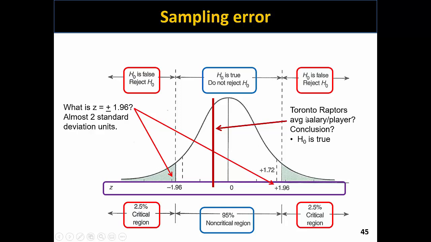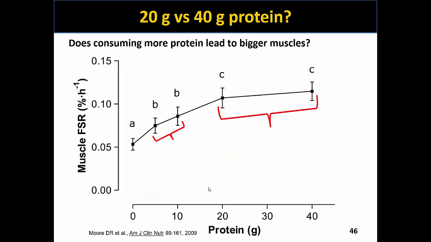And so in terms of the Toronto Raptors average salary per player, we would conclude that the null hypothesis is true because this is where negative 0.63 resides, thereby stating that the average Toronto Raptors player salary is not significantly different than the NBA average, because we do have to take into consideration the variability instead of just looking at the average values. And that's where our value of negative 0.63 resides.